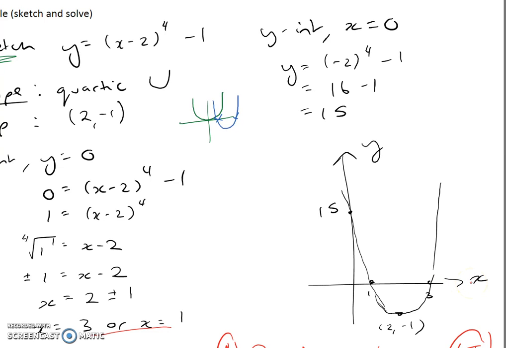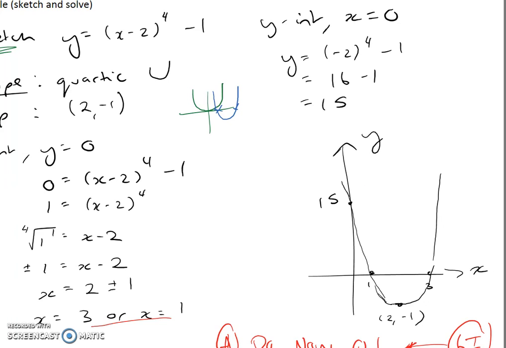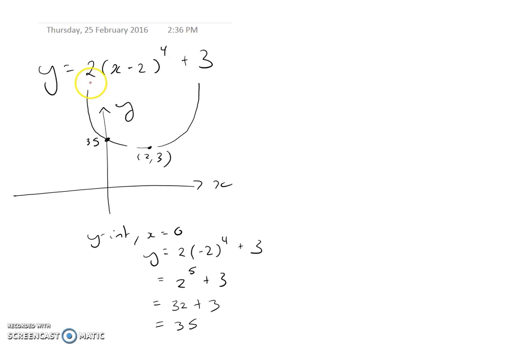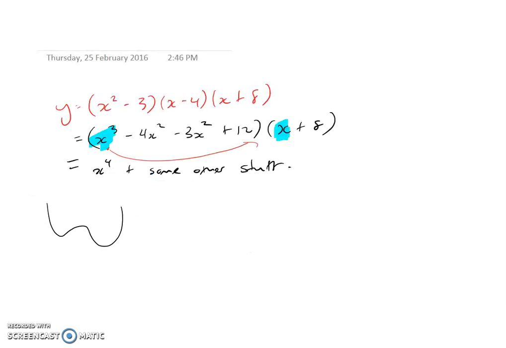So that's the first by-hand quartic sketching example. The next one is similar. You have this 2 to the right and 3 up, so there could be no x-intercepts. You simply solve for the y-intercept and do your sketch, and make sure you label this minimum point.